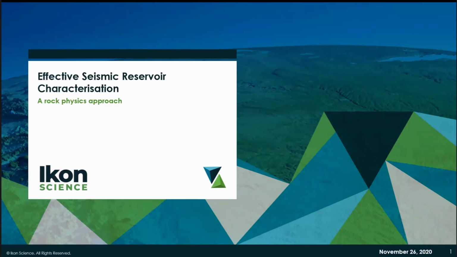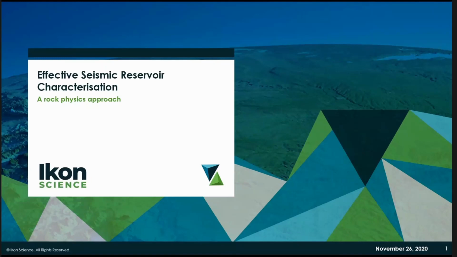Good evening, everyone. I've obviously just been introduced, but my name's Nick, and this evening, I'm going to talk about how we can perform reservoir characterization, seismic reservoir characterization, but of course, focusing on the rock physics elements and why that's so important to the process.